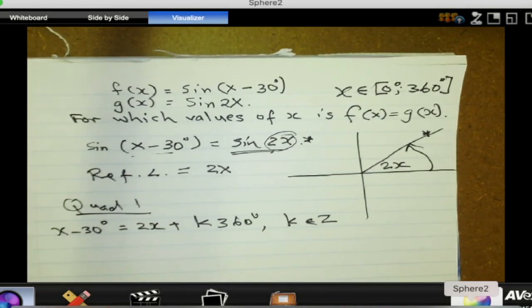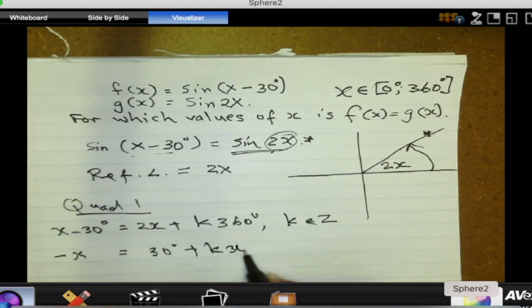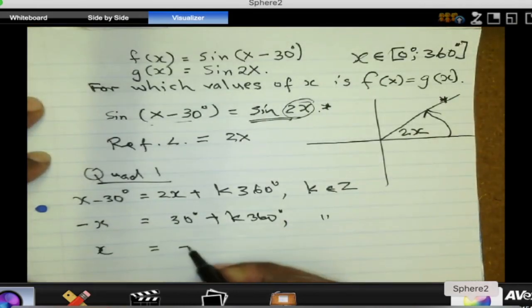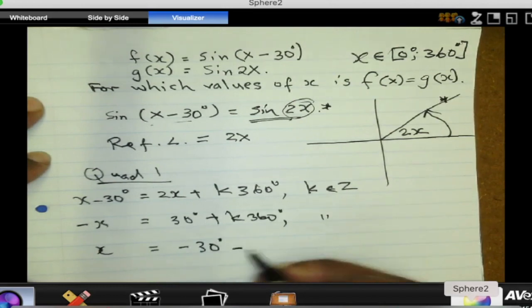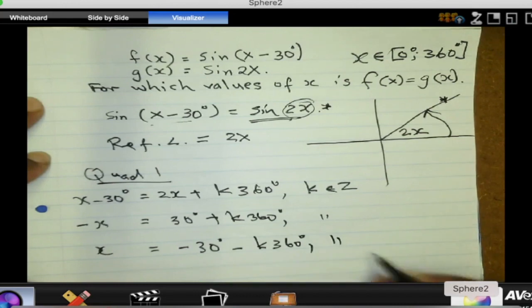We can simplify that. I think that will give us all the angles from quadrant number 1. So let's simplify that. Bring the 2x to the left-hand side. That should give us negative x, and then move the negative 30 to the other side, so that gives us positive 30 degrees. All that plus k times 360, and k is an integer. Then you can find x from there. So that will be x equals negative 30 degrees, minus k times 360 degrees, where k is an integer.